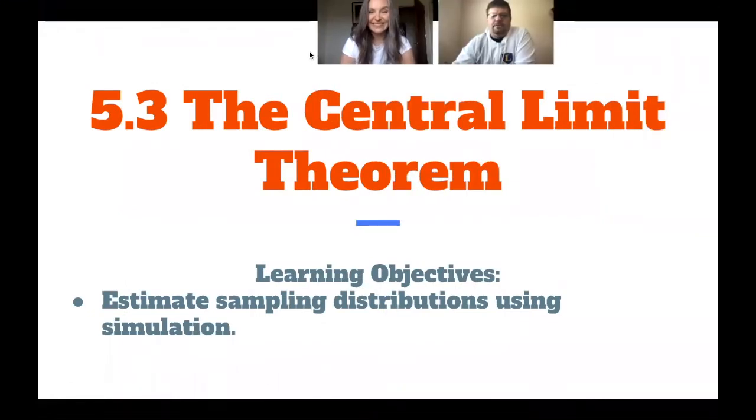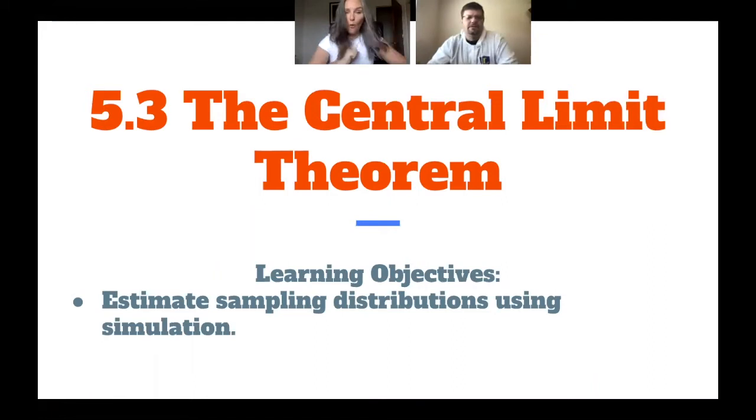It's the central limit theorem. It sounds like it's important. Yeah, this is kind of an important lesson. And, you know, I don't know, something that's central should be core to our beliefs. And this is kind of a big deal for statistics. So yes, we're going to talk about that.